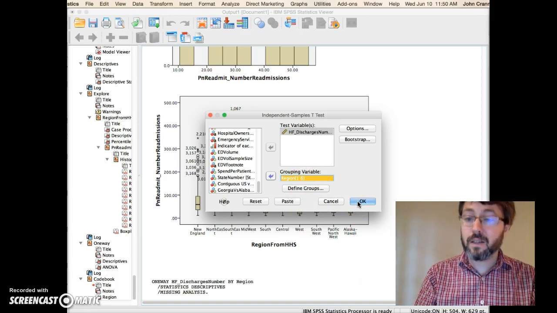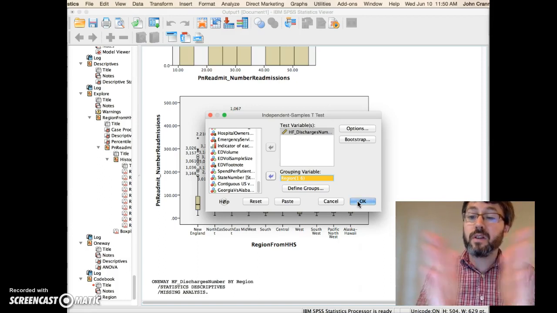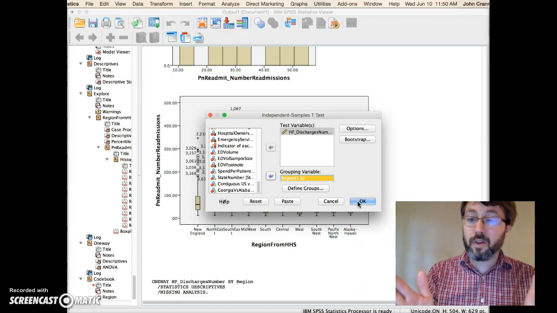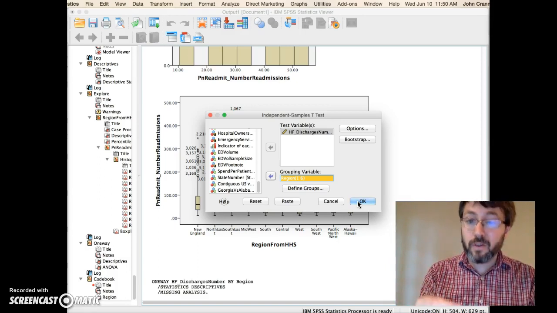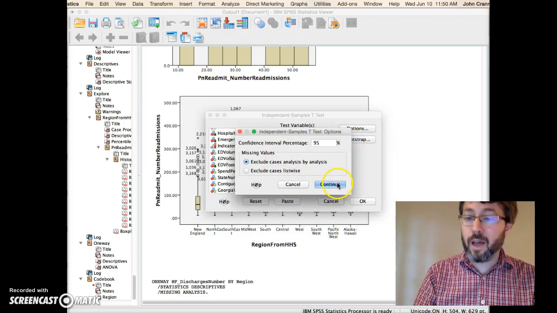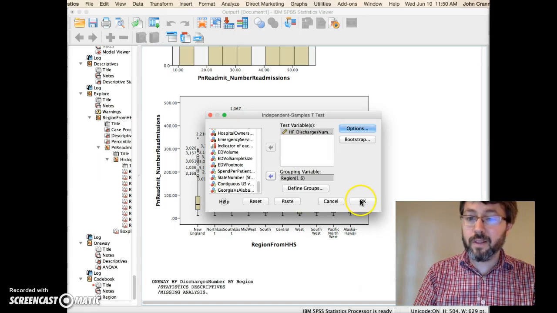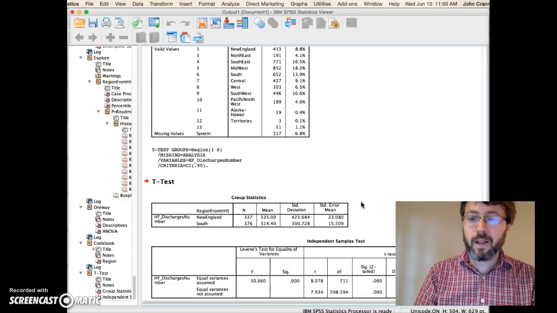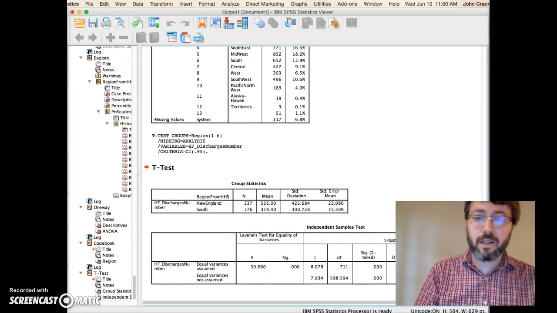And this t-test is a follow-up to the one-way ANOVA. The one-way ANOVA showed that there are differences among these 11 groups, and now we're going to test if there's a difference between the South and New England. When you go to options, the default options should work fine for you on this test. So it will say, all right, let's generate this test statistic.